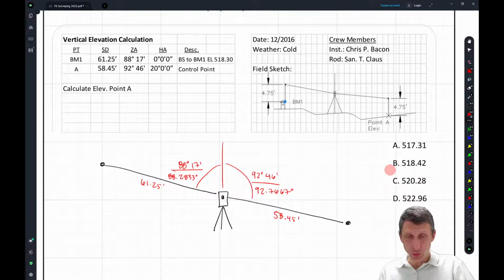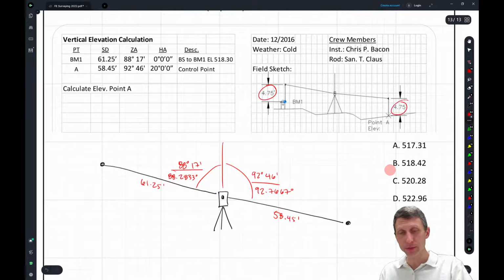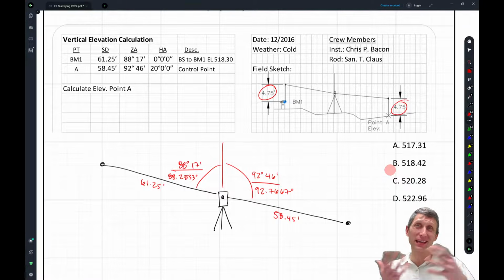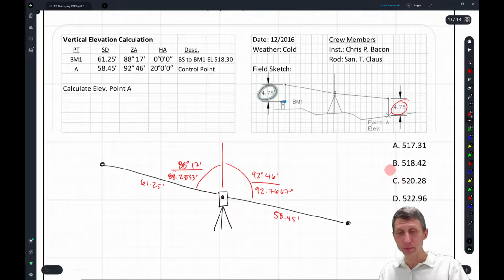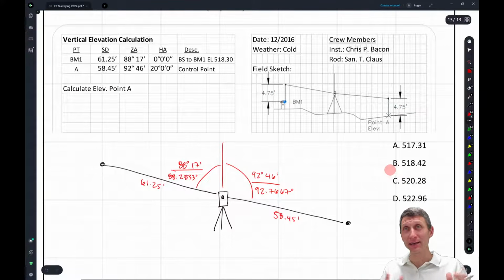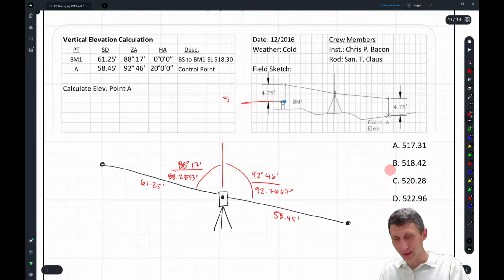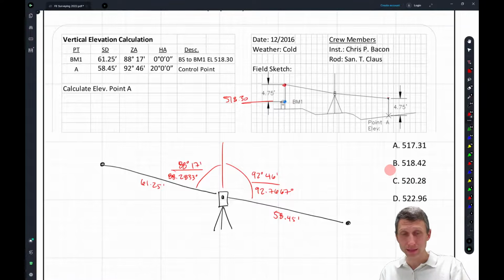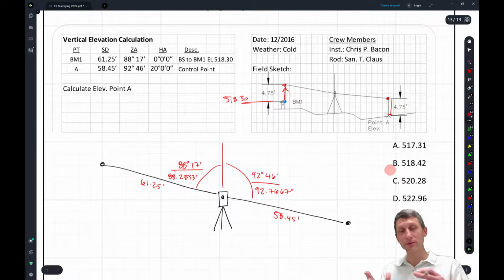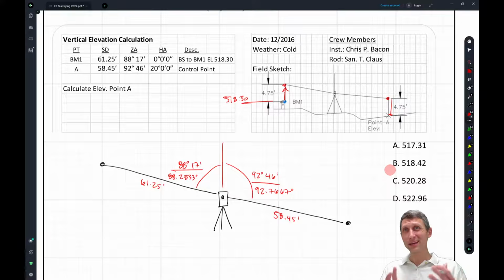And what do we do with this prism pole? Essentially, we can ignore it. That's what I like to do, because we added on one side and subtracted on the other. Even though this benchmark is really 518.30, we could get this point plus 4.75, and then get this point and subtract 4.75. But if we're using the same prism pole and haven't changed anything, we can ignore it.